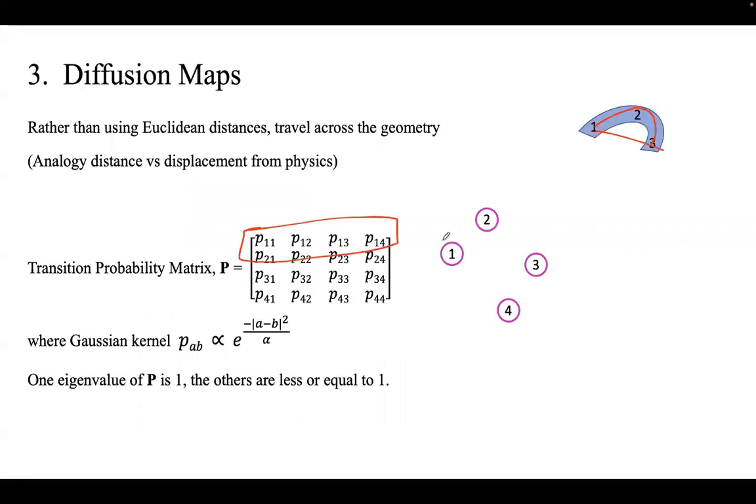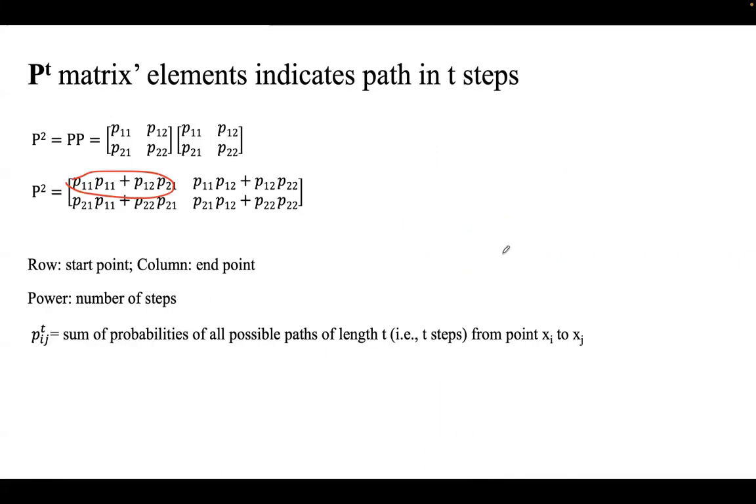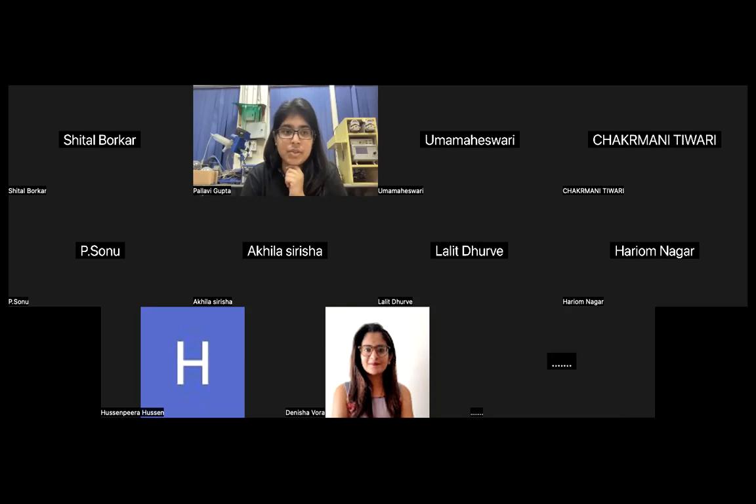So how do you go from point 1 to point 1 in this example? Hello, somebody's mic is not muted. Just a second. Wait, I'll just share my screen again.